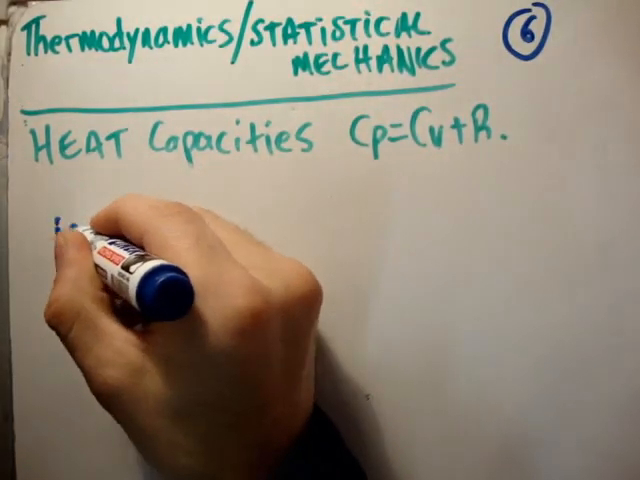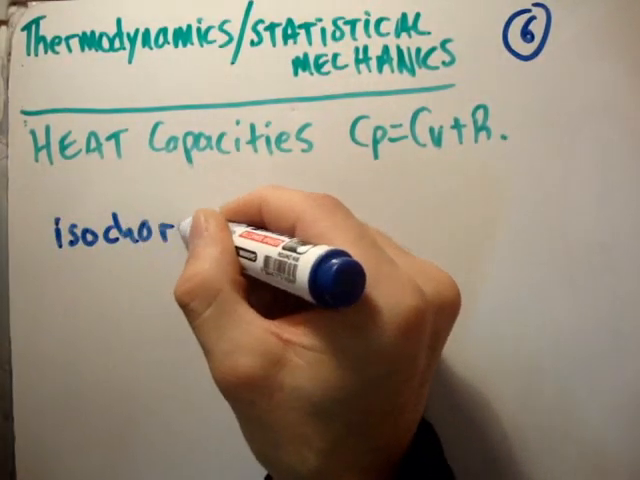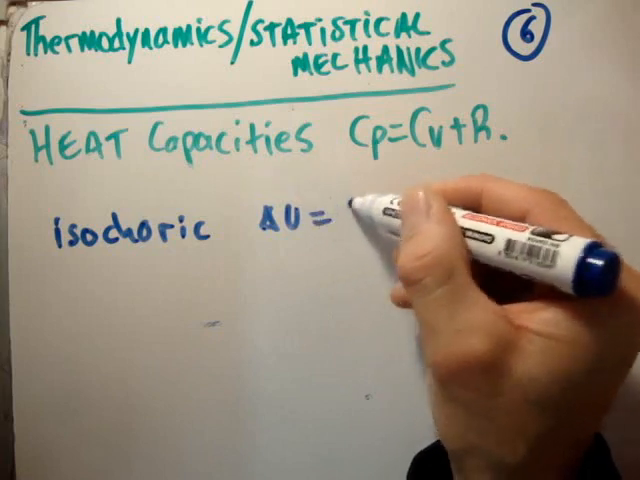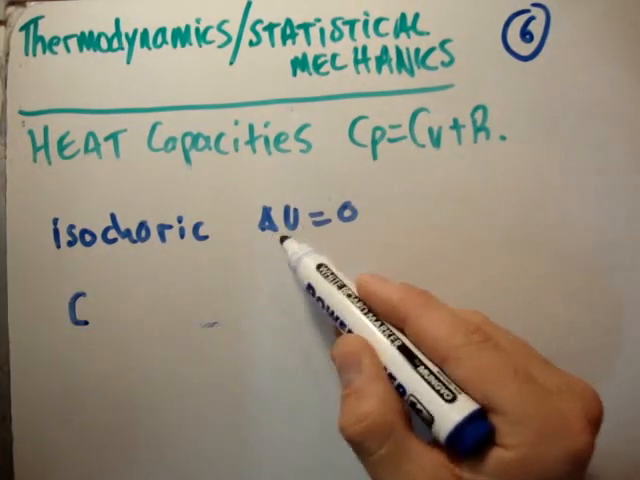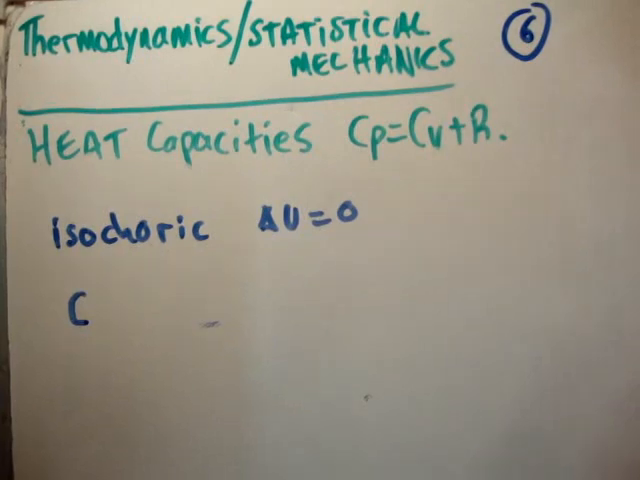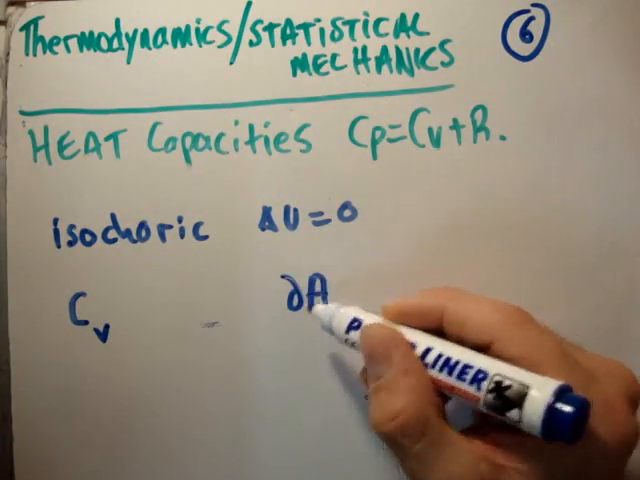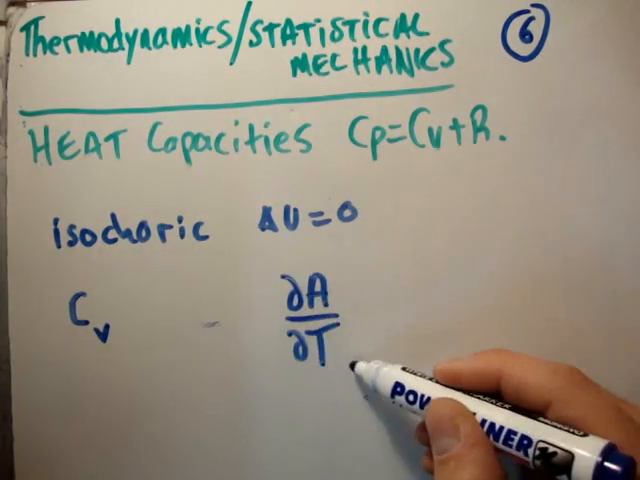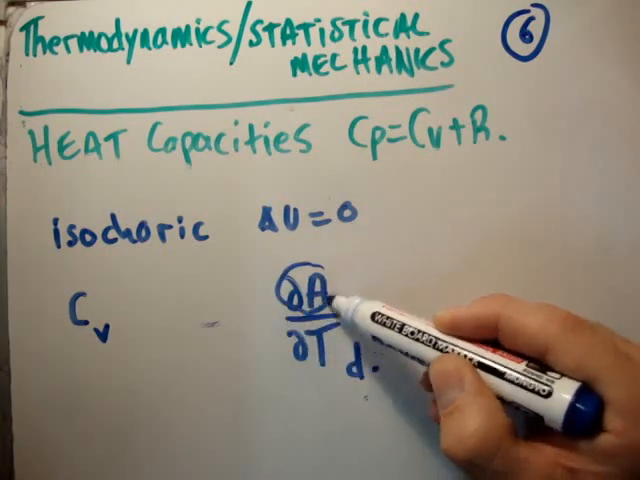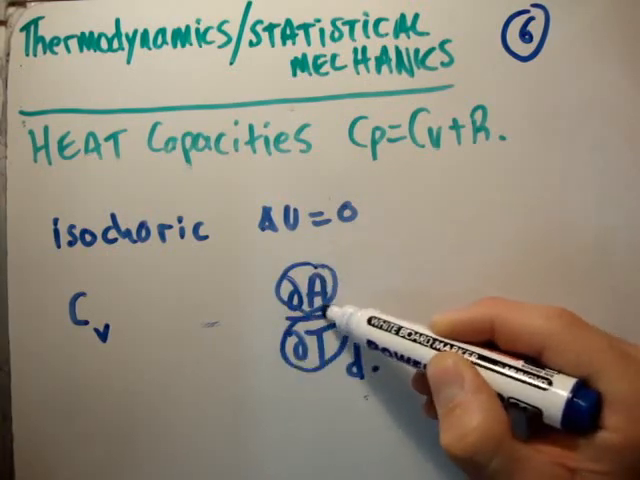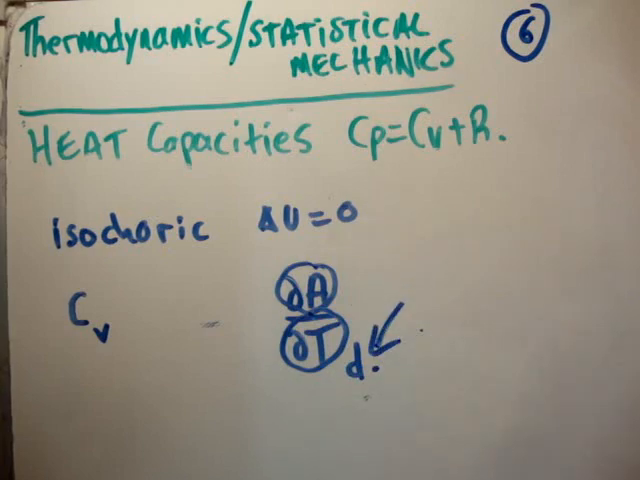So isochoric, delta V is equal to zero. So if it's isochoric, we're talking about delta V equal to zero, so it's constant volume. I'm going to give the subscript V, saying it's constant volume. So let's say del A del T, subscript D. This means the rate of change of variable A with respect to variable T, holding variable D constant.